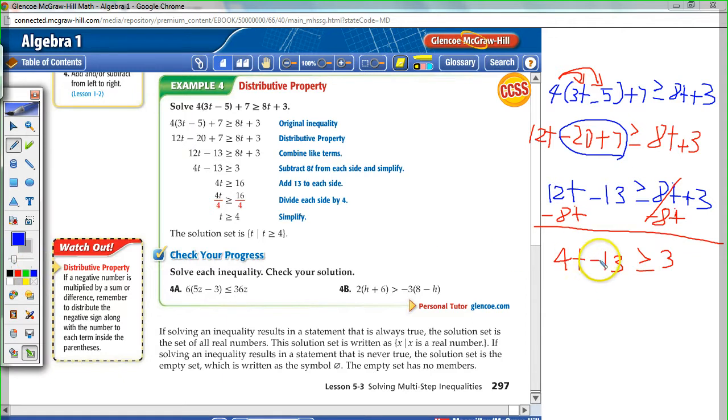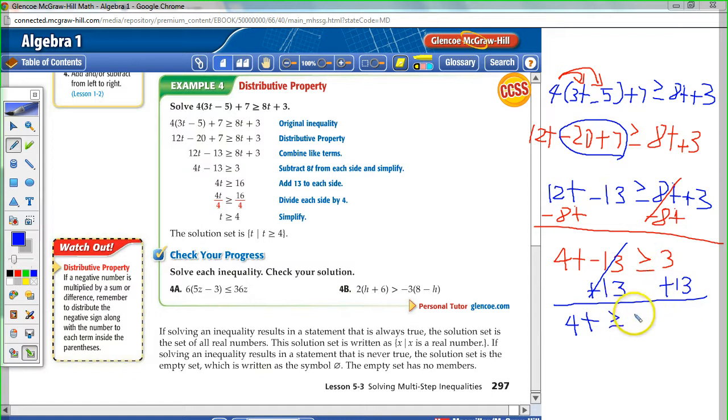Okay, so you are going to add 13 to each side. And that's gone. You have 4t. The sign is still greater or equal to, 3 plus 13 is 16. And last, just like how you would solve an equation, you're going to divide by 4 on each side to get t by itself. The sign didn't change at all throughout this process. It's always going to be greater or equal to, and 16 divided by 4 is 4. So t is greater or equal to 4.